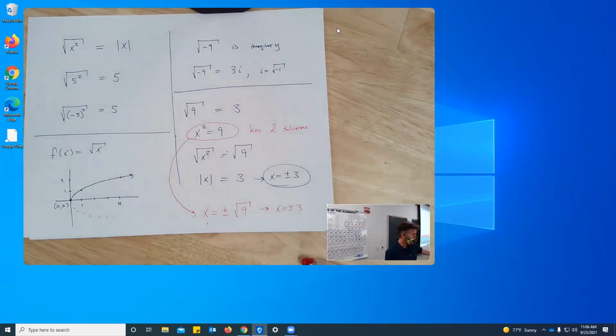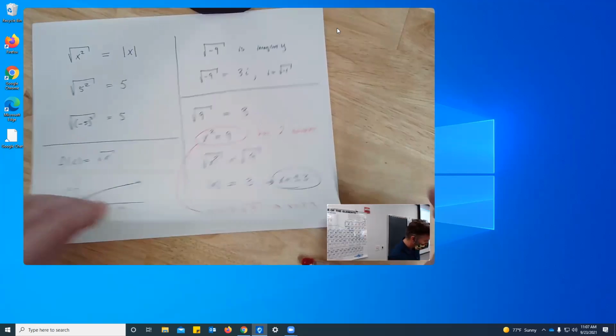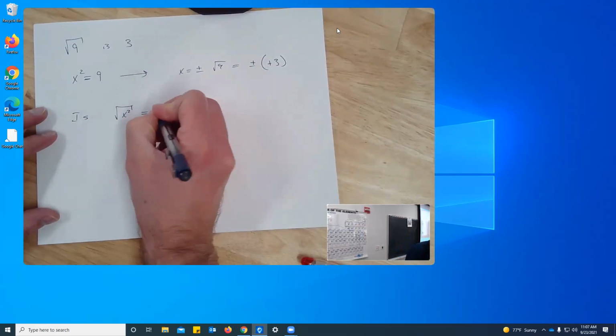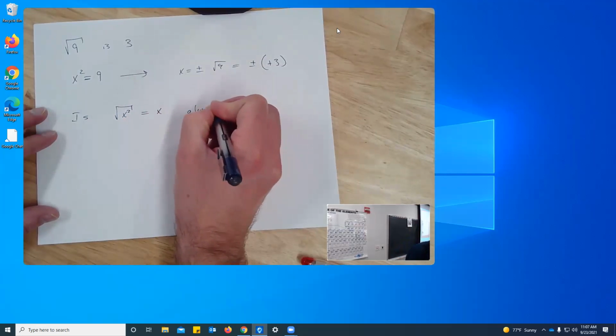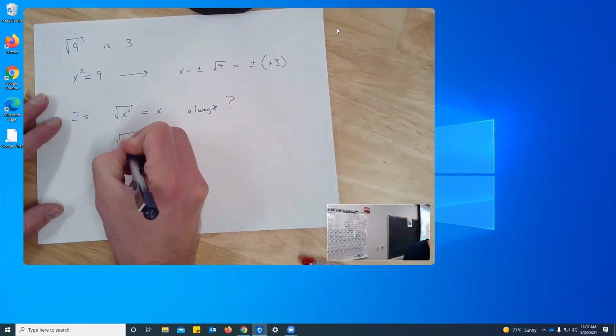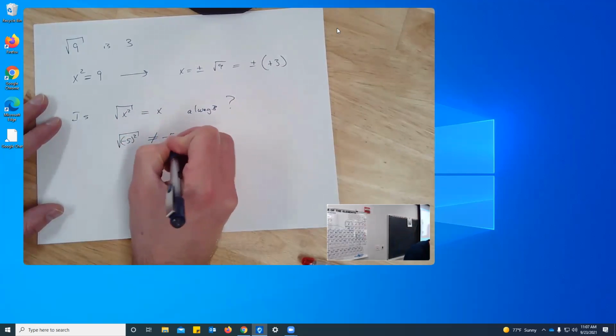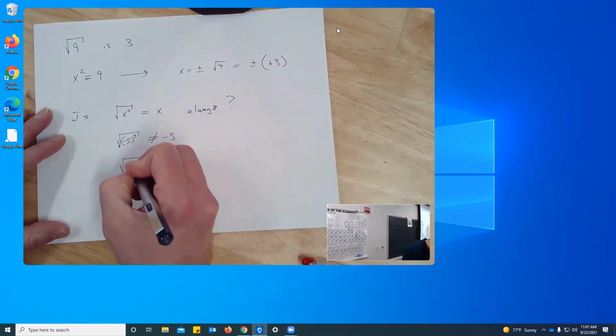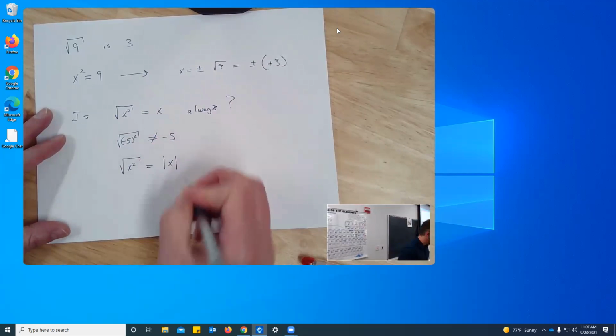Hopefully that clarifies things a bit. Question? So why do you get the absolute value? Why don't you just put x? Well, we definitely talked about that. Let's go back. Is the square root of x squared equal to x always? Yes or no? It's not, right? We saw the square root of -5 squared is not equal to -5. So that's why we have to have that. The square root of x squared has to be equal to the absolute value of x.